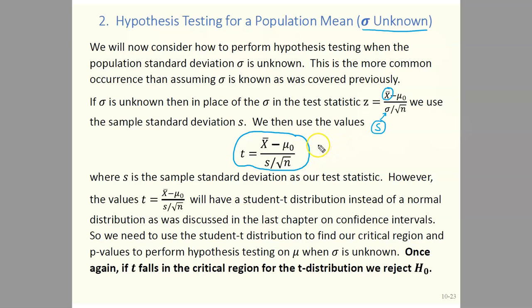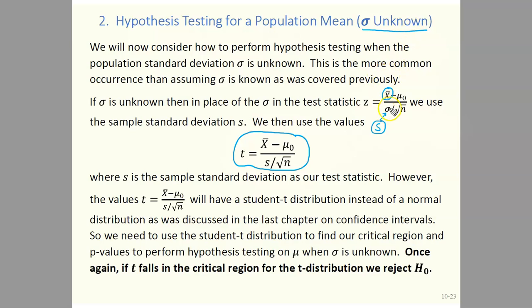However, another change is that we don't use the standard normal distribution anymore. Recall from our discussion with confidence intervals that these values actually follow a student t-distribution. So we calculate this value, and then we can use the student t-distribution to calculate a p-value, or we could use it to determine a critical region, and then we see whether or not this value falls in the critical region. If it does, we reject the null hypothesis.